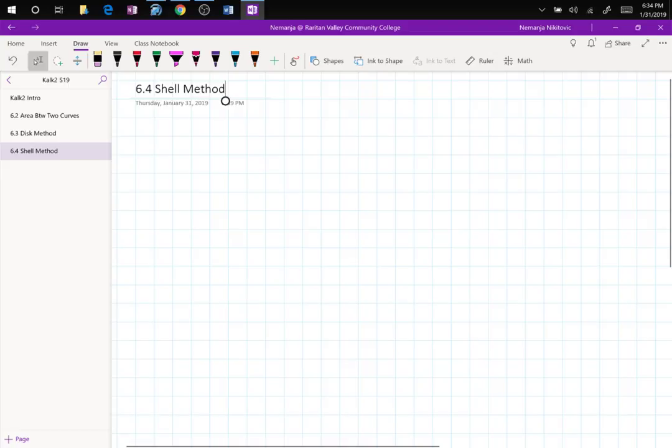Now, your disk method was cutting perpendicular to the axis of rotation. So axis of rotation goes through the object, and now you have perpendicular cuts. The shell method is going to cut parallel with the axis of rotation. So it's going to take slices this way rather than that way.